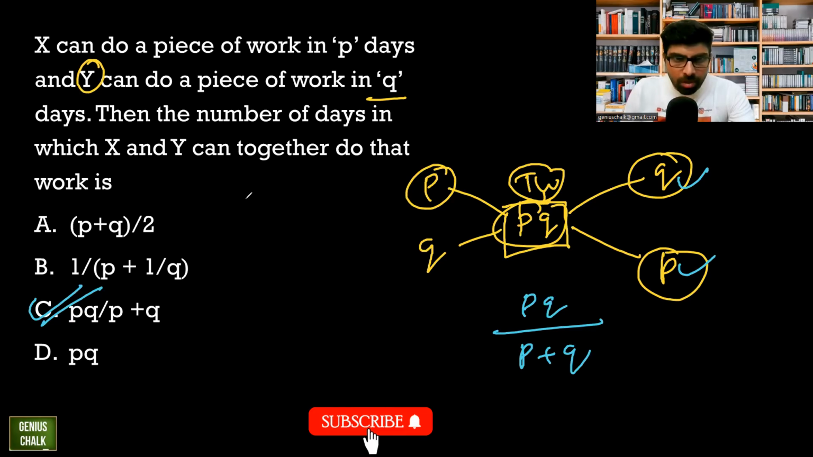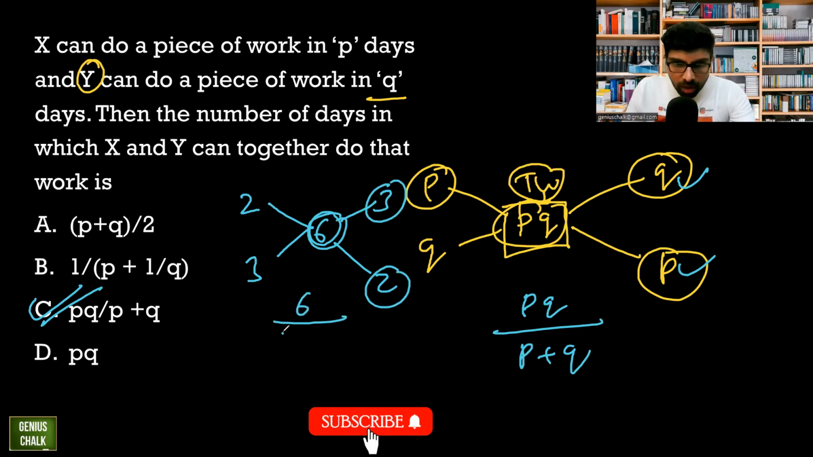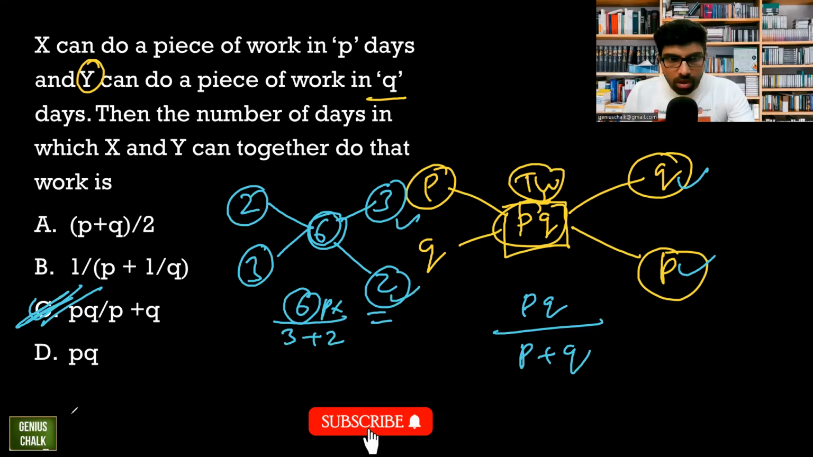You can take a simple example. If I take 2 and 3, let's say two co-prime numbers, the LCM is 6. So 6 by 2 is 3, and 6 by 3 is 2. So total work is 6, and the individual efficiencies are 3 and 2. Because both are working together, the efficiencies will be added. So 6 by 5 is the same form, P into Q, 3 into 2, by 3 plus 2. So this is some standardization given in terms of P and Q.